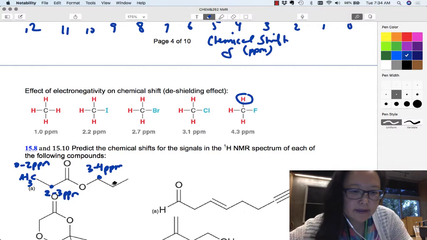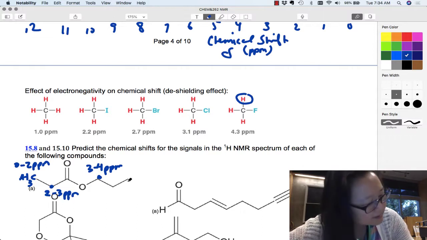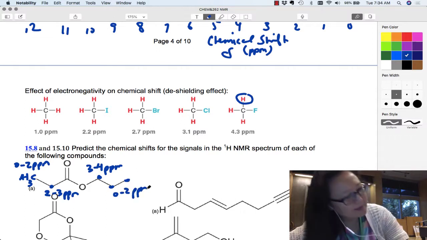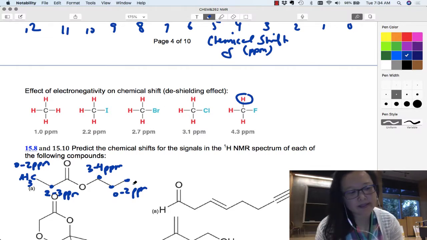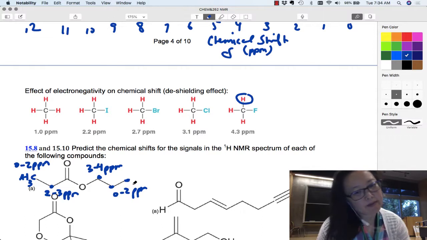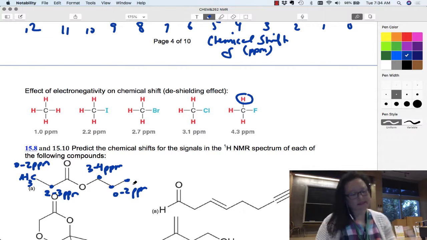And then this is just an alkyl chain, so nothing's really special about these guys. So between 0 and 2 ppm. These are non-equivalent to each other, so these two hydrogens will have a different signal than these two hydrogens, but they'll be in the same range. And it's possible they'll overlap with each other and give maybe a sort of complicated signal.